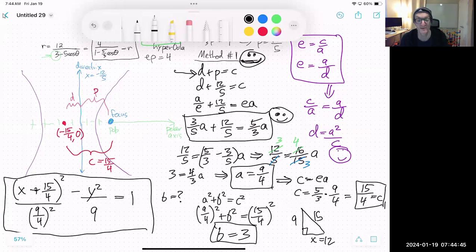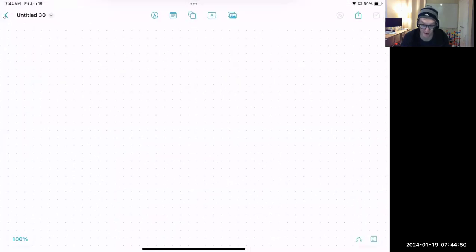Are there some other methods available? Yes. We're going to do the same problem now in 3 different ways, but very quickly.